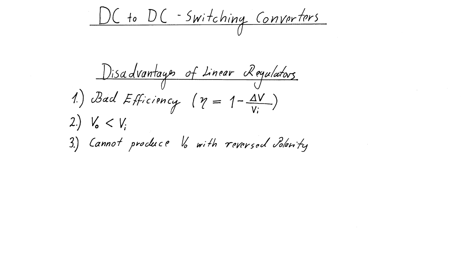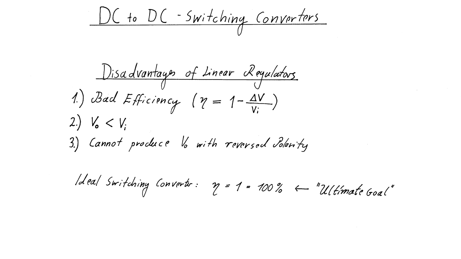Actually, the first point, efficiency, might be the biggest advantage, which actually all switching converters are aiming at. In fact, you could say that a switching converter with eta equals 1 or 100% efficiency is the holy grail and the ultimate goal of power supply design. Even though it will never be possible to reach that final goal, modern switching converters usually operate at efficiencies over 90%.